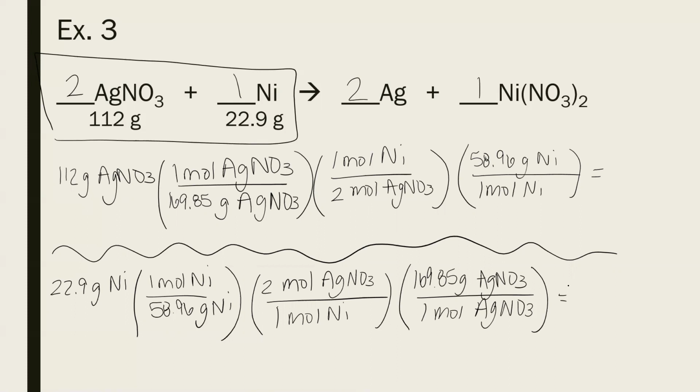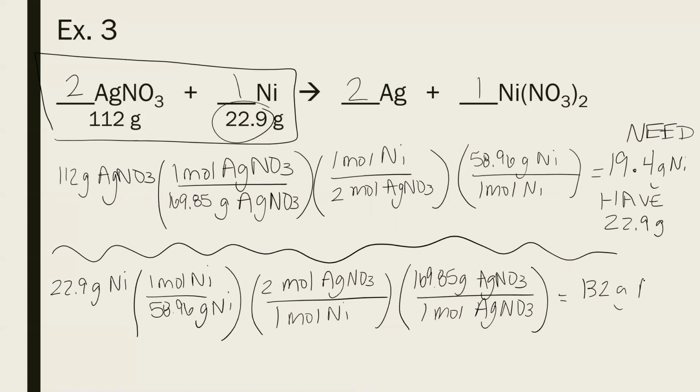Okay, top method, if I solve that, I get, did I? Oh no, I got that, okay. Top method, I got 19.4 grams of nickel. That's what I need. If I look back in the problem, I have 22.9 grams. Okay, bottom method, I got 132 grams of silver nitrate.